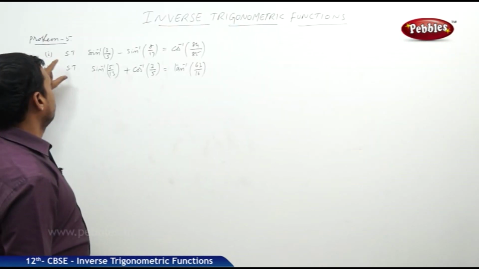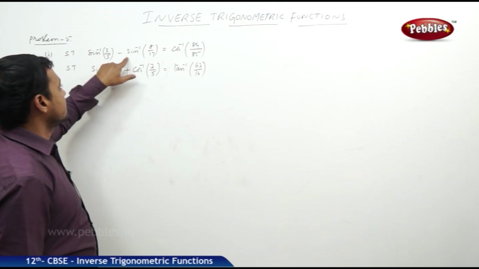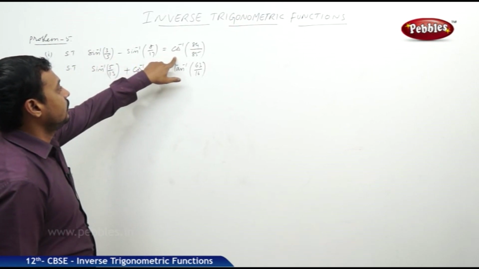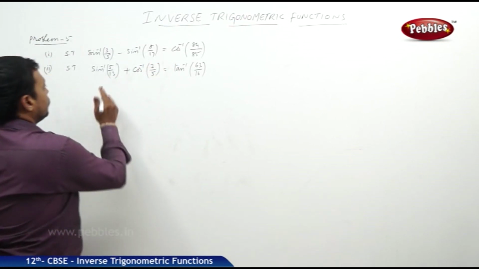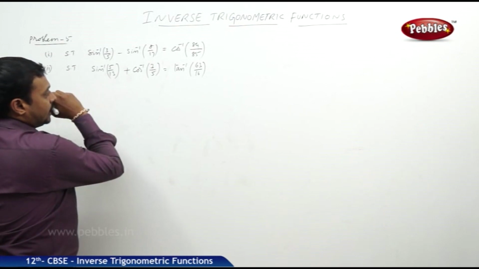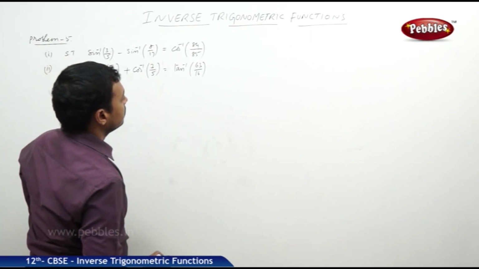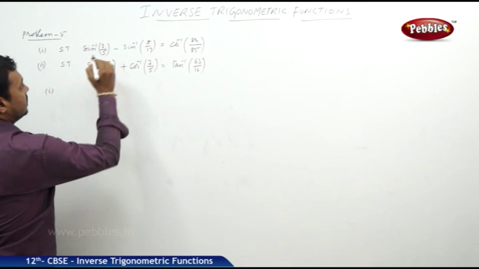Now there is one more problem. Show that sin inverse 3 by 5 minus sin inverse 8 by 17 is equal to cos inverse 84 by 85. In the same way, prove that sin inverse 5 by 13 plus cos inverse 3 by 5 is equal to tan inverse 63 by 16. Now let us consider the first one.